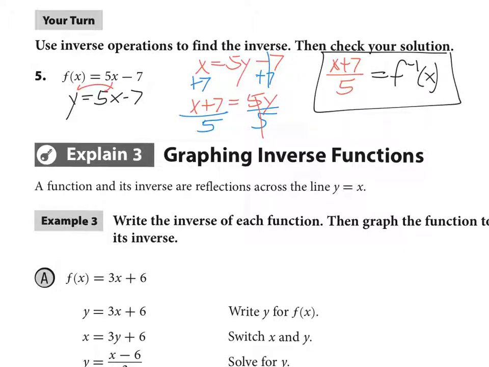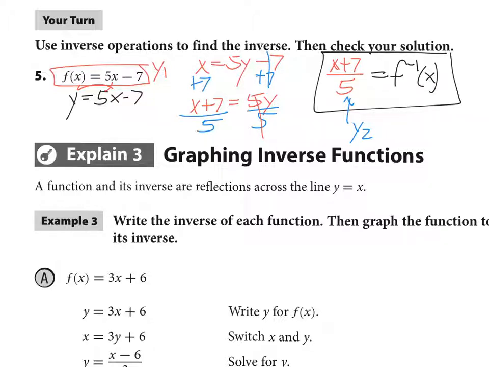Now, how do you check your solution? Well, there's a couple ways. One is you can do some points on your table. So you put this function in for y1, and you put this one in for y2. Then go look at your table of values, and what should happen is they should kind of flip-flop. So that's one way to do it, and I'll show you more on the calculator how to do that.